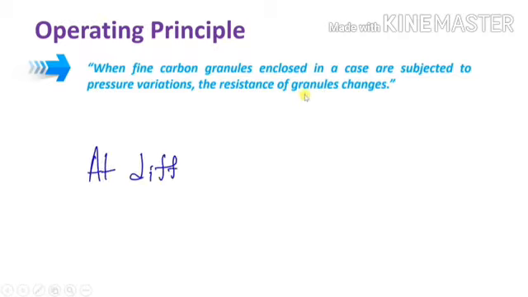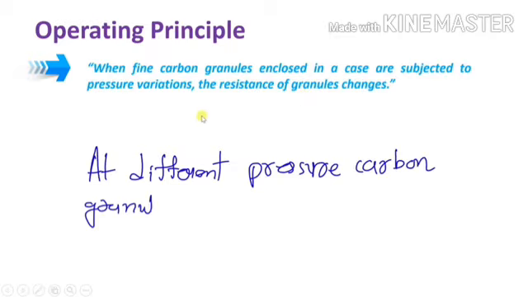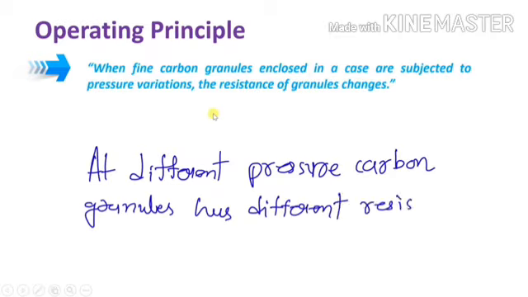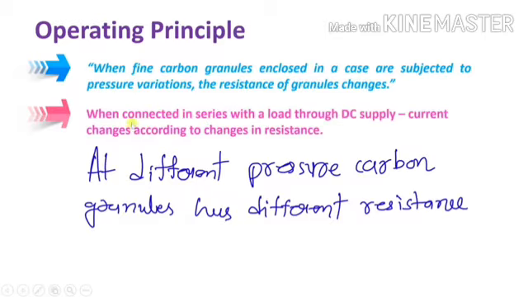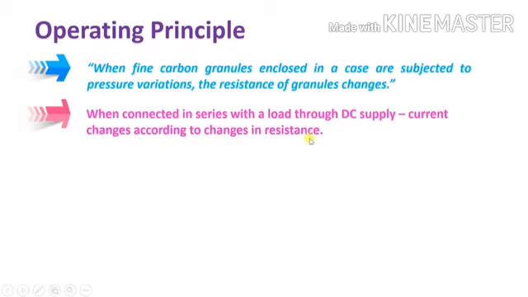So that is what is happening, and that change in resistance is utilized to generate electrical signal. So when connected in series with DC supply, current will change with respect to change in resistance, and that change in resistance is happening based on pressure on carbon granules.